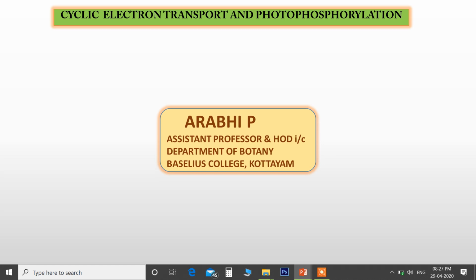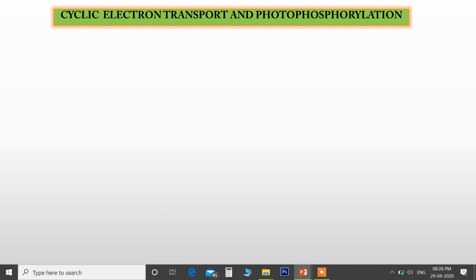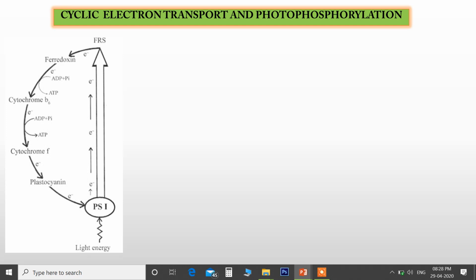So let's see the process of cyclic electron transport and photophosphorylation in detail now. We are going to study the second photochemical process that is taking place in chloroplast, that is cyclic electron transport and accompanying photophosphorylation. In contrast to non-cyclic electron transport, here only a single pigment system is involving. This cyclic electron transport is somewhat simple compared to non-cyclic electron transport.